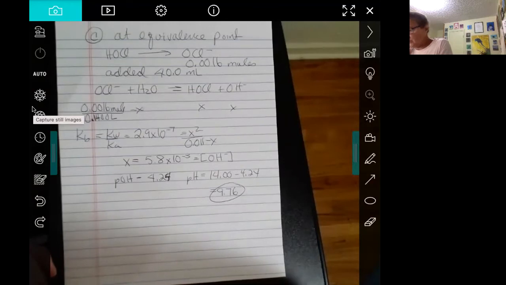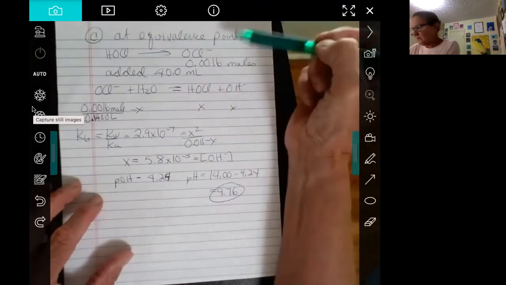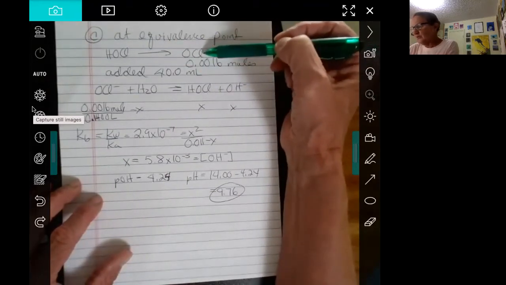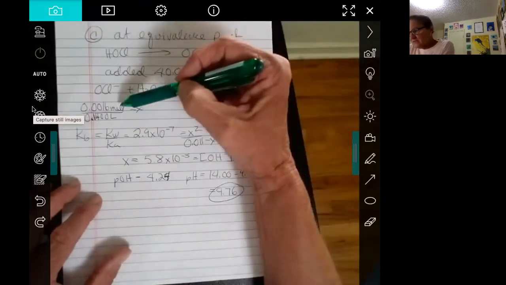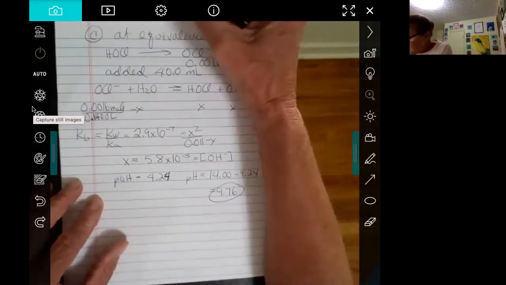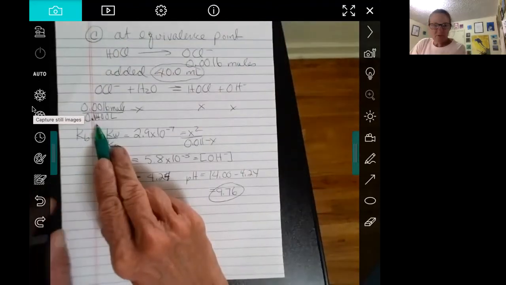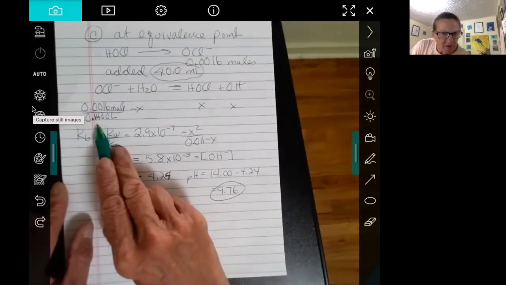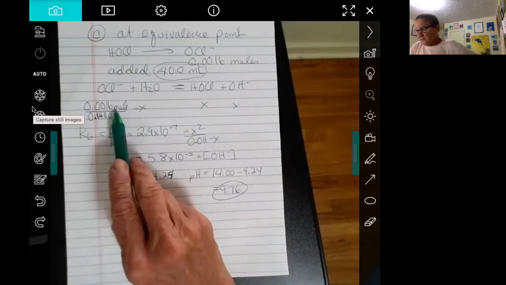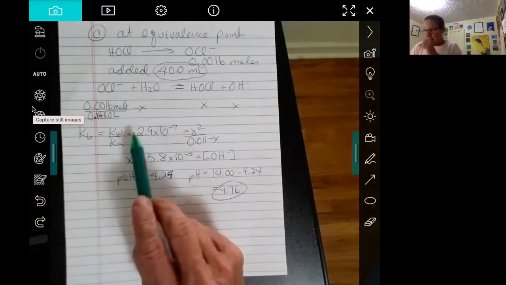So at our last point that this problem has us do, we're at the point of equivalence. And so we've added enough OH minus to react all the weak acid away. So when all the weak acid is gone, we have an equal number of moles of the conjugate base. So we just have to take into account dilution. At the equivalence point, it's 40 milliliters. So the total volume at the equivalence point is the 100 that we started with, and then the 40 that we added. So 0.0016 divided by 0.100 gives us the molarity.